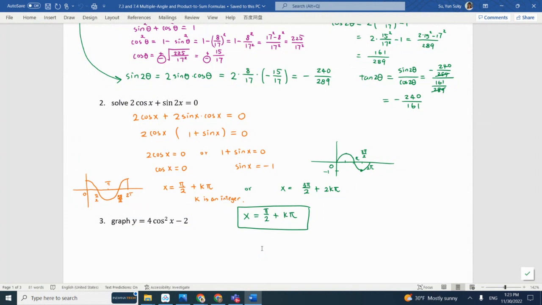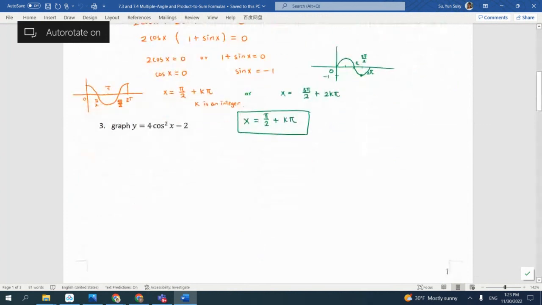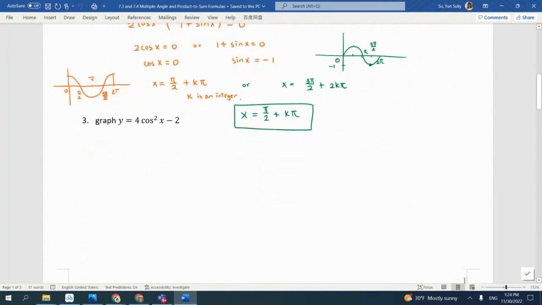Graph 4 cosine square minus 2. Okay, cosine square minus 2. Well, there is a square there. What we have been doing, we can graph cosine, sine, tangent, cotangent, secant, cosecant, but not with the square. But here we have the square. Well, then what do we do?